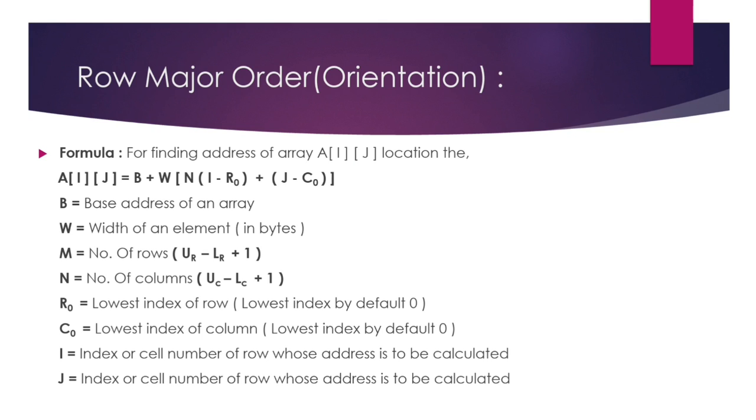You all know M and N are both rows and columns, because I told you that a matrix is a combination of rows and columns. M is row, N is column. Always, the lowest index starts from 0. I told you 0,0, then 0,1, then 0,2. Means 0,0 is the first location, the lowest index. That's why R0 is by default 0, and C0 is by default 0.